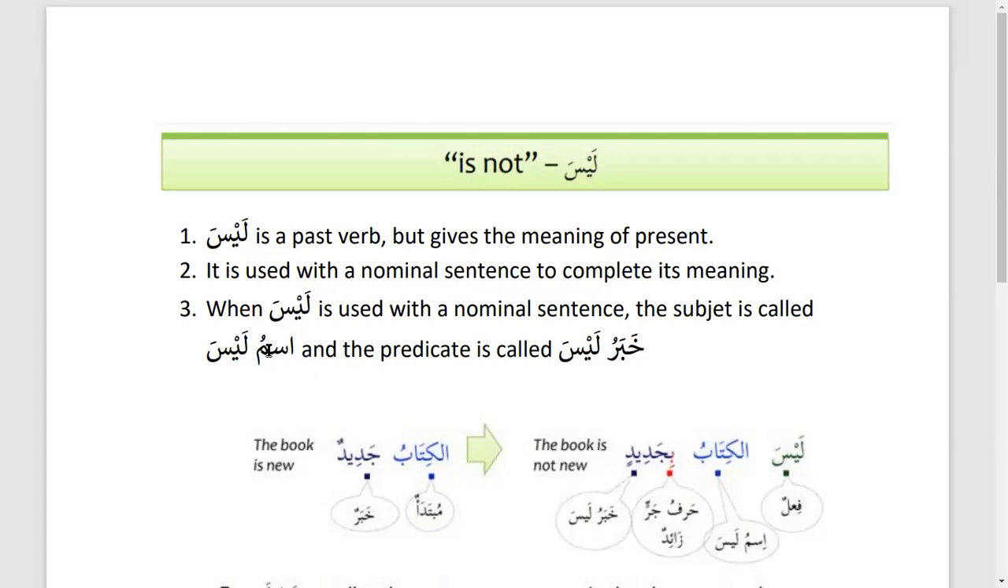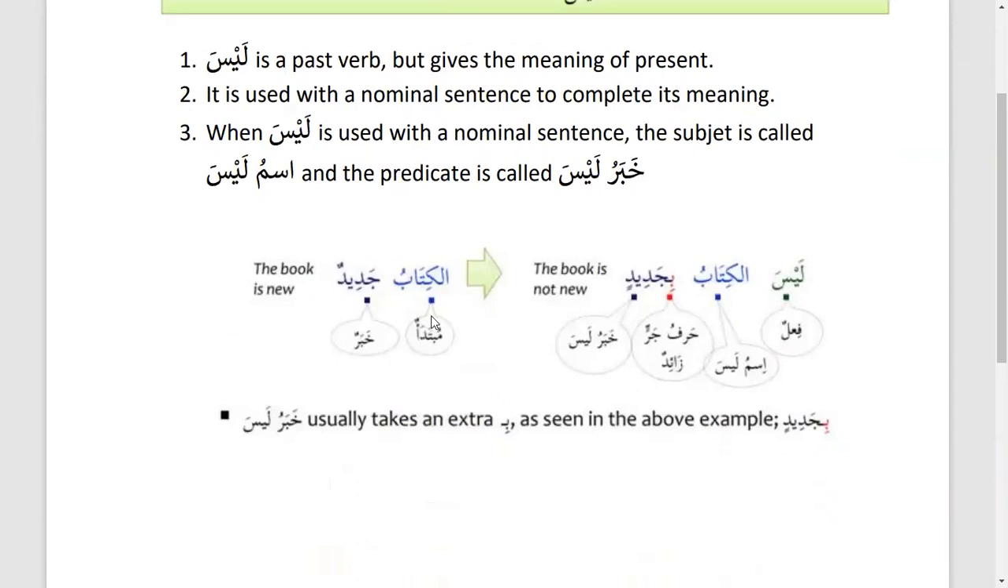And we know that when laysa is used with a nominal sentence, the subject is called ismu laysa and the predicate is called khabaru laysa. It is the same thing that we learned about inna. When inna is used with a nominal sentence, the subject is called ismu inna and the predicate is called khabaru inna. Similarly here, if we look at the example, it will be inshallah clearer. Al-kitabu jadidun. This is a nominal sentence. The book is new.